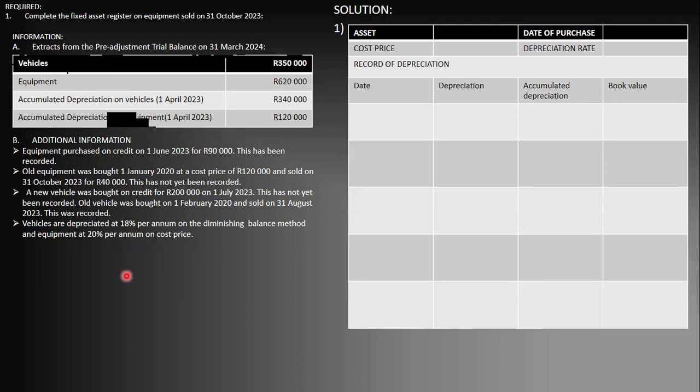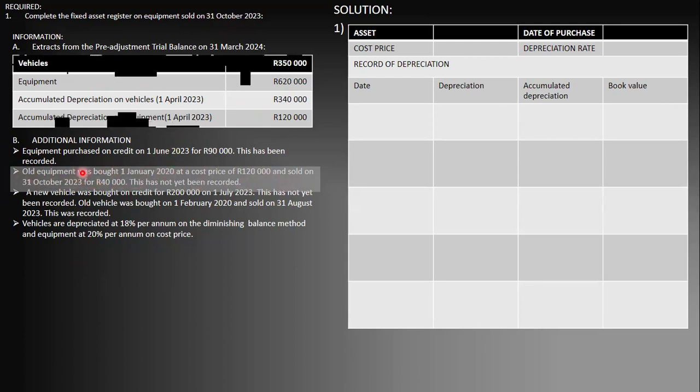Now we need to select the relevant information that is required in order to answer this question. So the relevant information that we need for answering this question specifically is we need to look at from the additional information. Because you were asked to complete a fixed asset register on equipment that was sold on the 31st of October, what we need to look at is this information here.